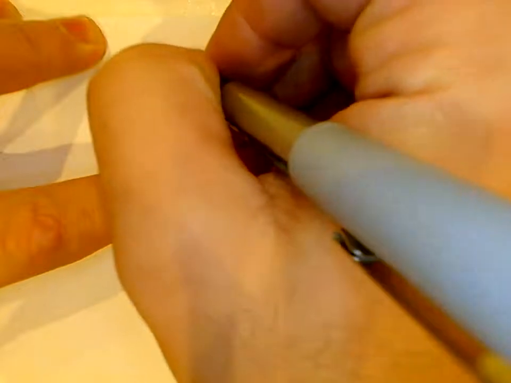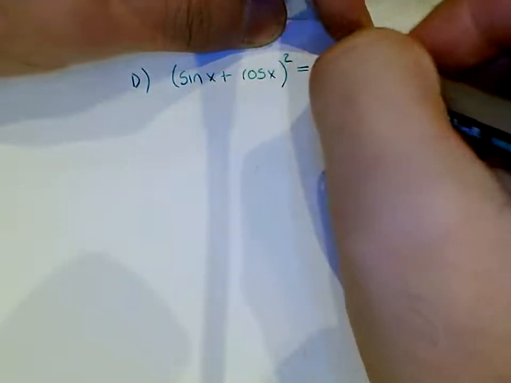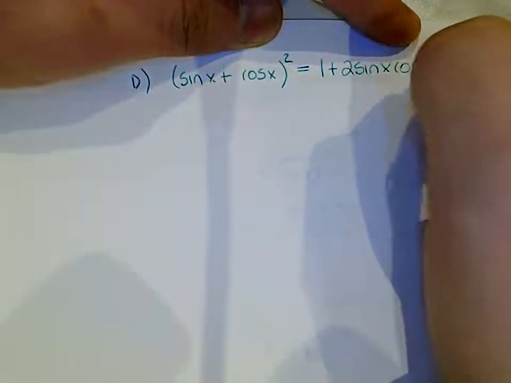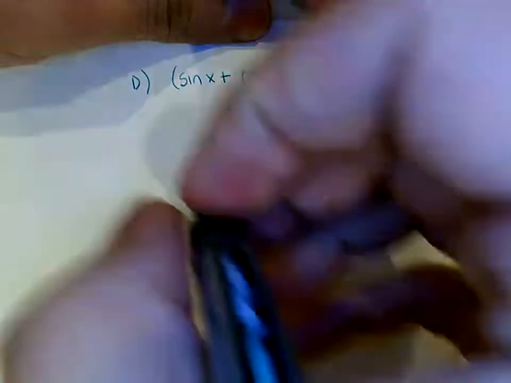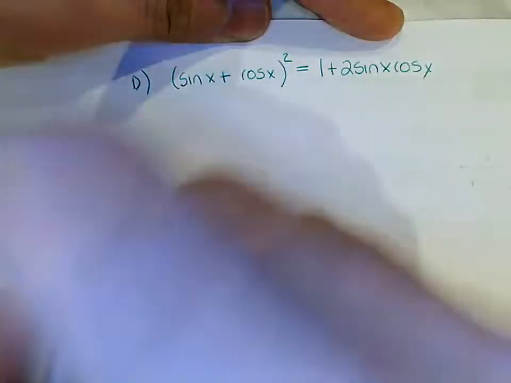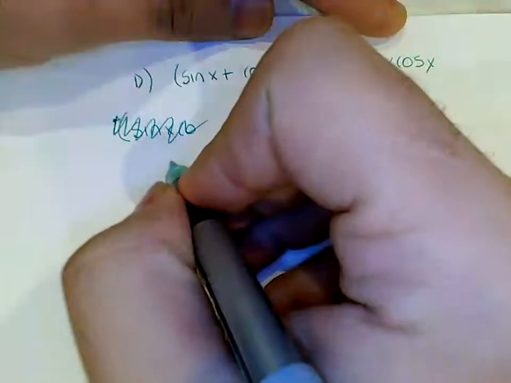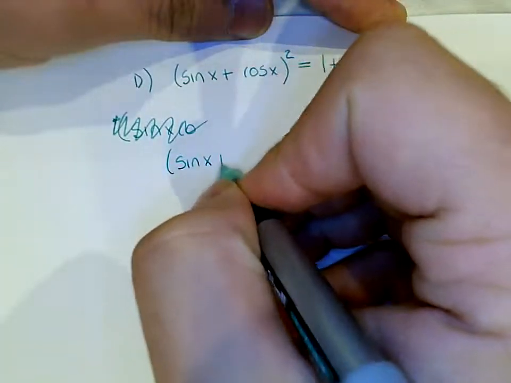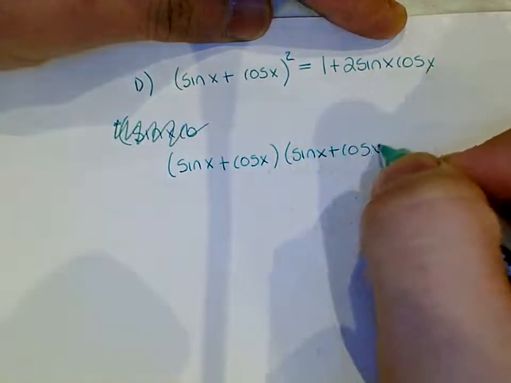So this says sine x plus cosine x, squared, equals 1 plus 2 sine x cos x. I'm going to start with my left side. This essentially is a perfect square, so why don't I rewrite it as sine x? I've made a mistake here. Sorry, let me just put that below. Sine x plus cosine x, bracket sine x plus cosine x.